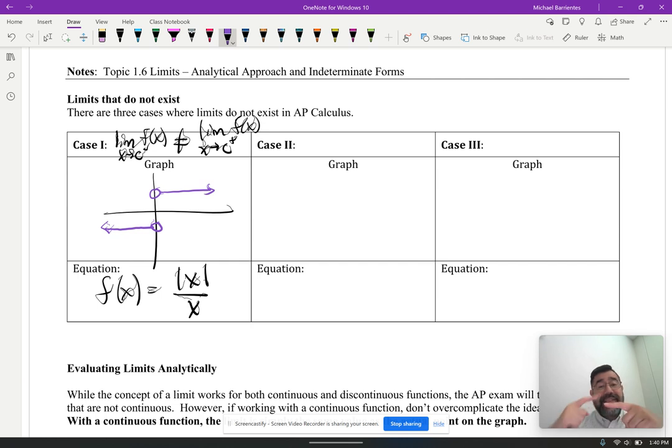This is the easiest jump discontinuity that we can see. Otherwise, we'd have to build the piecewise function and make it more complicated. This is one of the quickest ways to do that. Okay, so what's another reason that a limit does not exist? A limit won't exist because of infinite behavior.